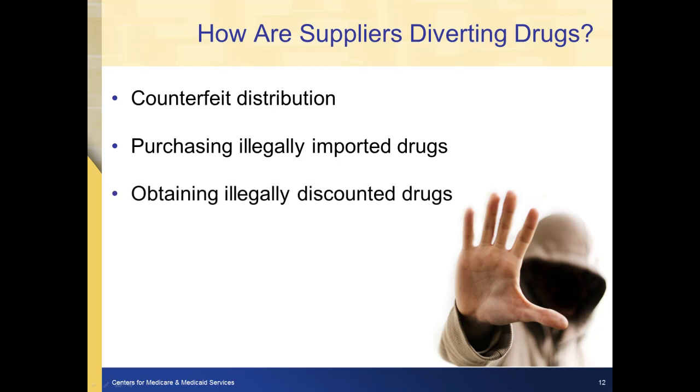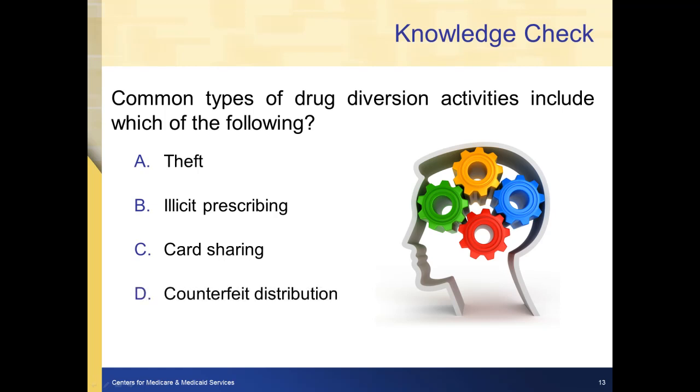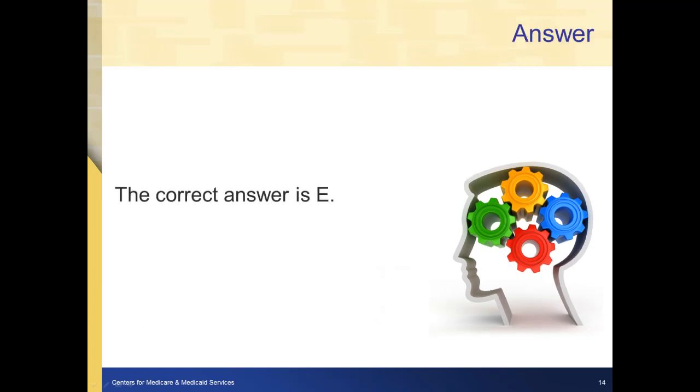Let's do a quick knowledge check. Common types of drug diversion activities include which of the following? A. Theft. B. Illicit prescribing. C. Card sharing. D. Counterfeit distribution. Or E. All of the above. The correct answer is E.